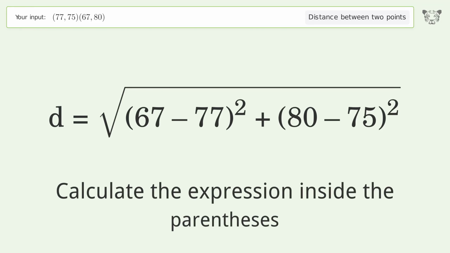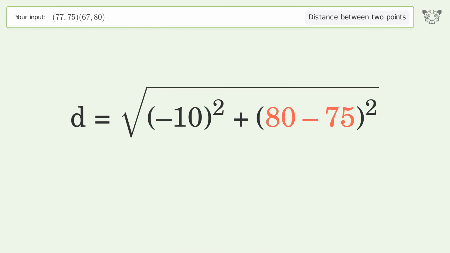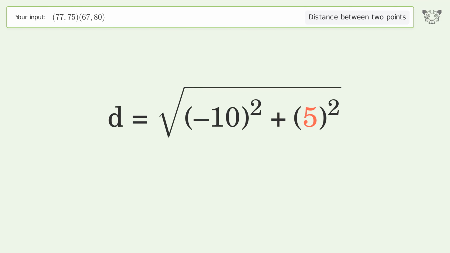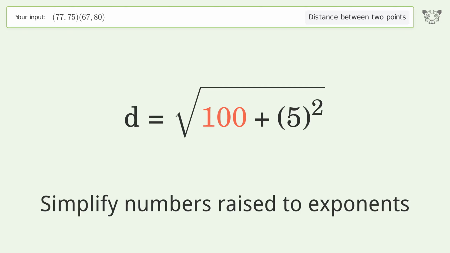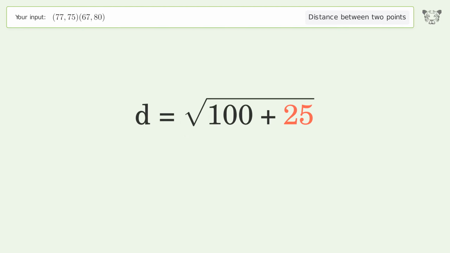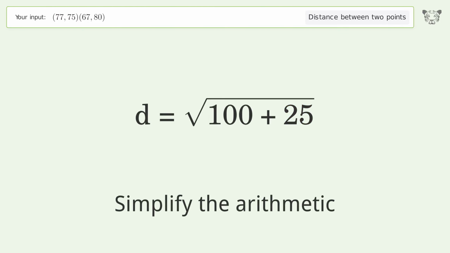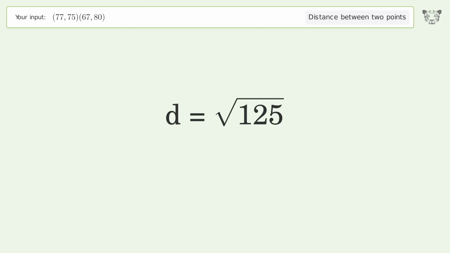Calculate the expression inside the parentheses. Simplify numbers raised to exponents. Simplify the arithmetic. And so the distance between the 2 points is the square root of 125, or 11.18.